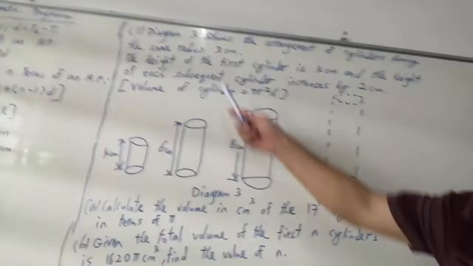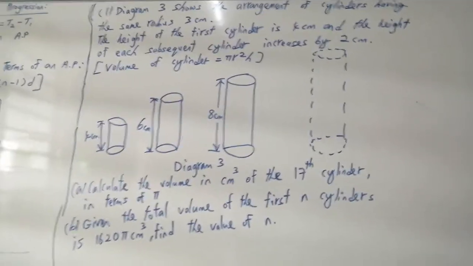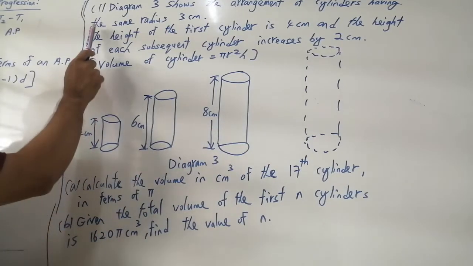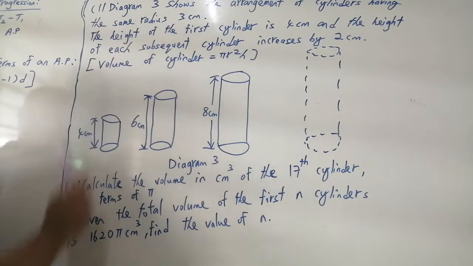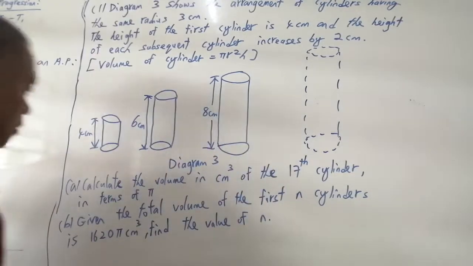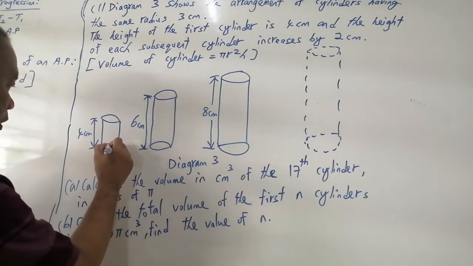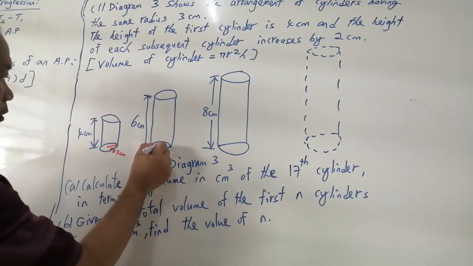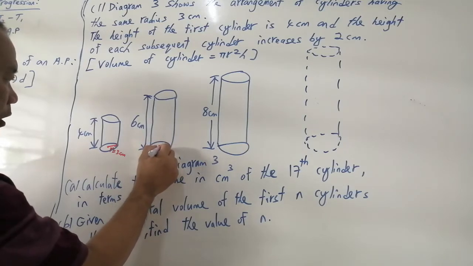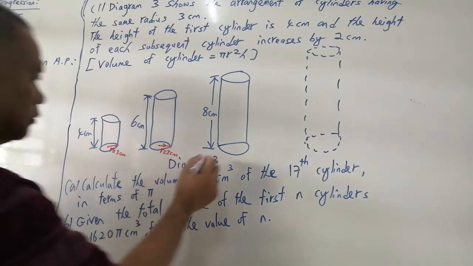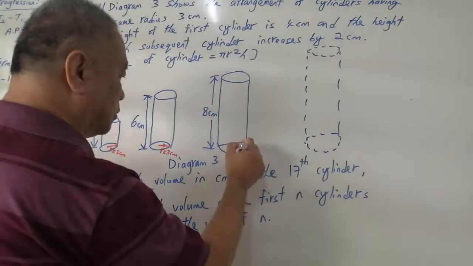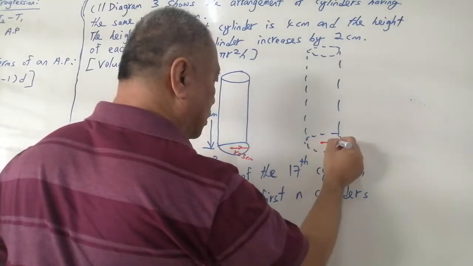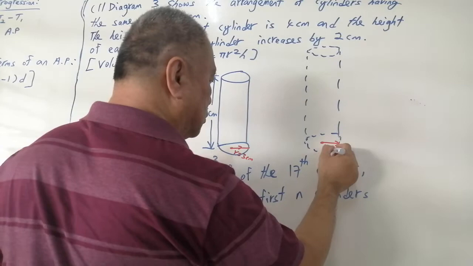So from this question, diagram 3 shows the arrangement of cylinders, having the same radius 3 cm. This means the radius from here to here is your radius, r equal to 3 cm.